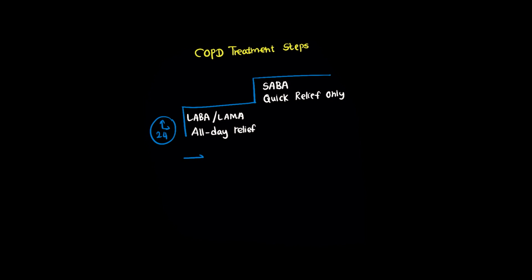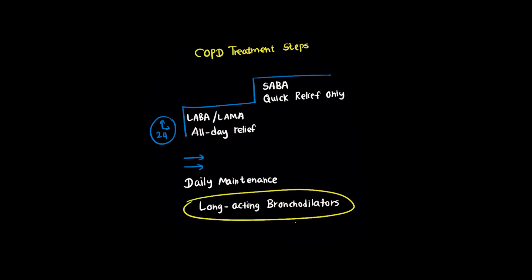These medications work by continuously relaxing airway smooth muscle, maintaining open airways. They reduce exacerbations, improve exercise tolerance, and enhance quality of life. Unlike oral steroids reserved for exacerbations, long-acting bronchodilators are for daily maintenance. The correct answer is long-acting bronchodilators because COPD guidelines recommend adding these for persistent symptoms when short-acting bronchodilators alone don't provide adequate control.